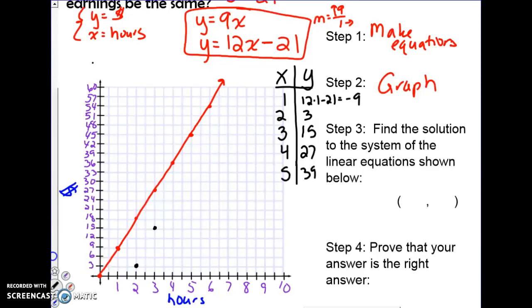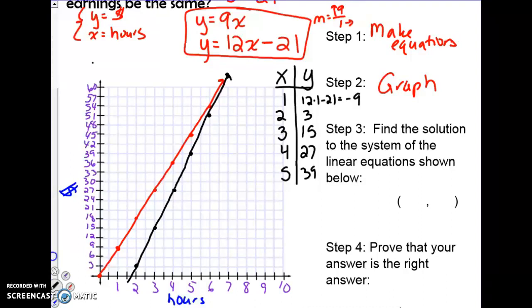Okay, right? So over 4, up 27, over 5, up to 39. See how my black line is getting closer? Over 6, really, really close. And then over 7, and it's actually off of the graph, which is okay. I kind of intended that to happen.